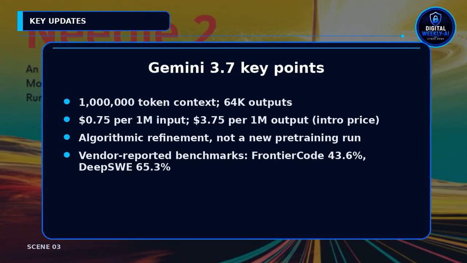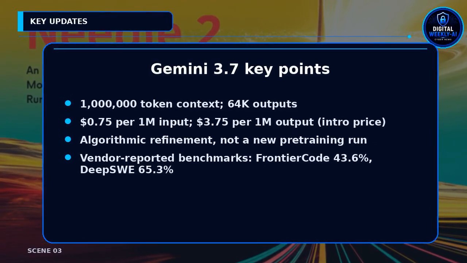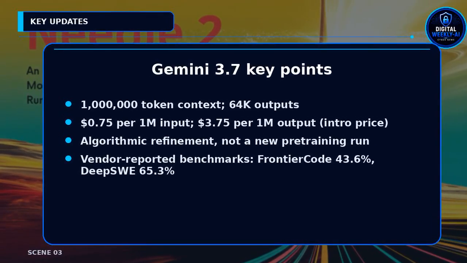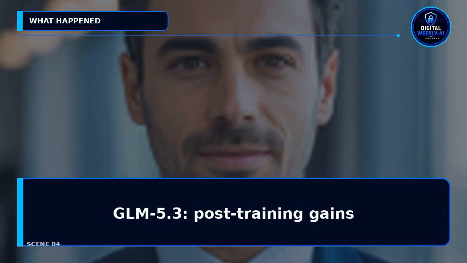Google's Gemini 3.7 Flash is a refinement, not a new pre-training run. It accepts a 1 million token context and returns up to 64,000 output tokens. Introductory pricing is 75 cents per 1 million input tokens and $3.75 per 1 million output tokens through December 31, 2026. Google reports Frontier Code 1.1 main at 43.6% and Deep SWE at 65.3%. Cost per token now matters for agent scale.